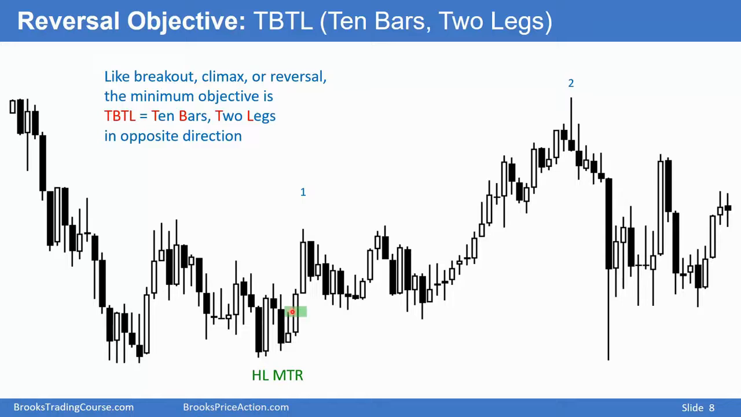Higher low major trend reversal, a bull bar, slight micro double bottom, second entry, reasonable buy, stop goes below the bottom of the higher low, do not get stopped out here, and the swing continued up.